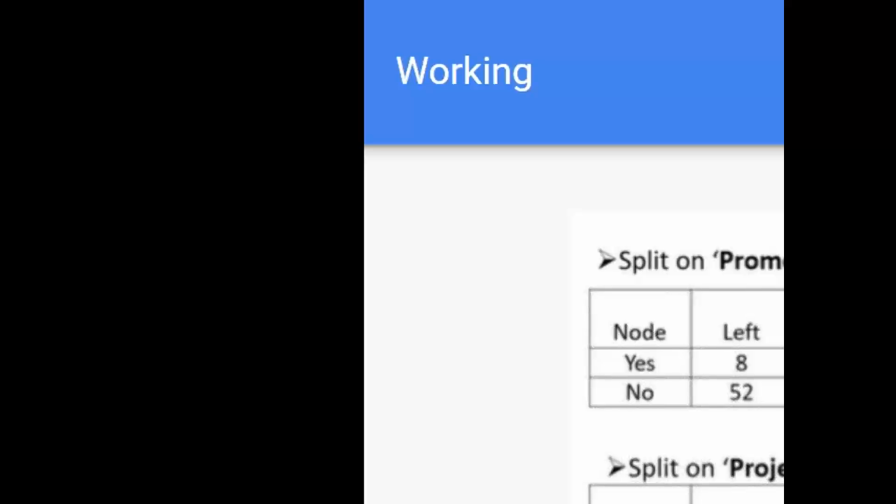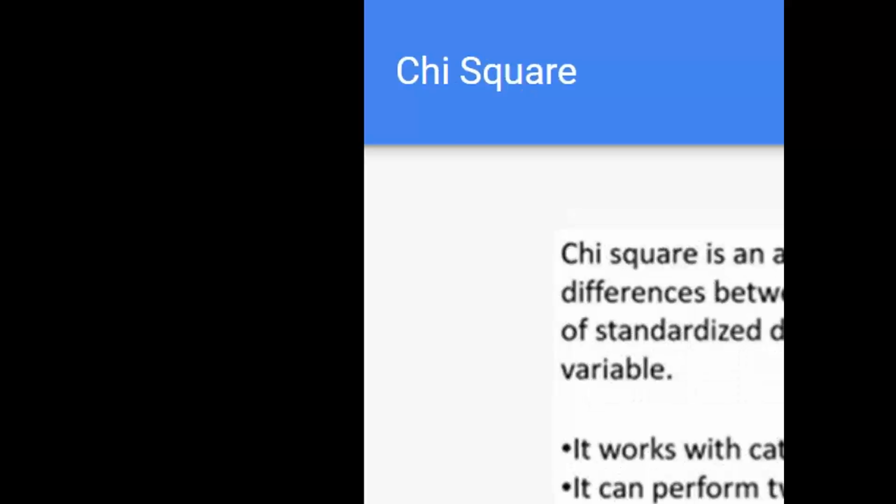So what is the deviation that you have got? That is 8 minus 50, 92 minus 50. So minus 42 and plus 42. You get the deviation. So this is the actual, and this was the expected. Now we put all these values in this formula.